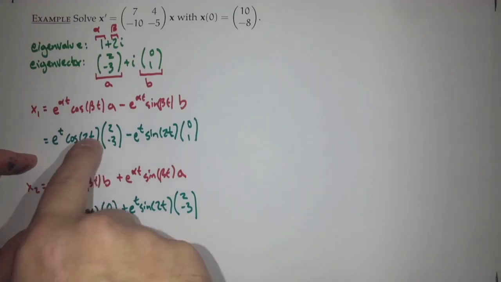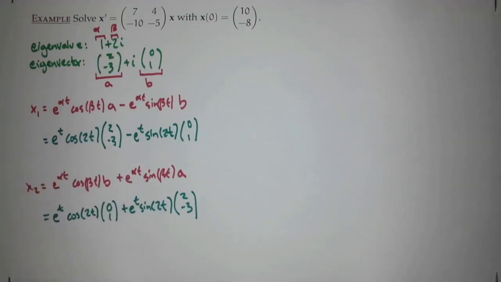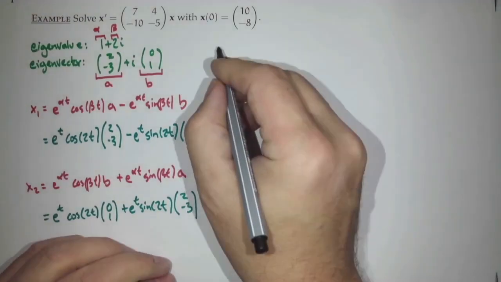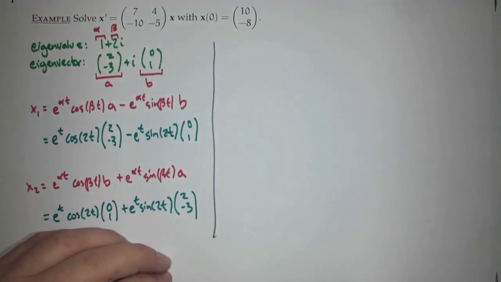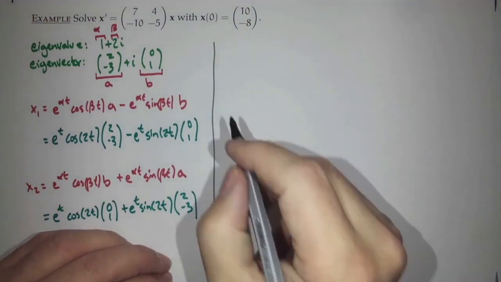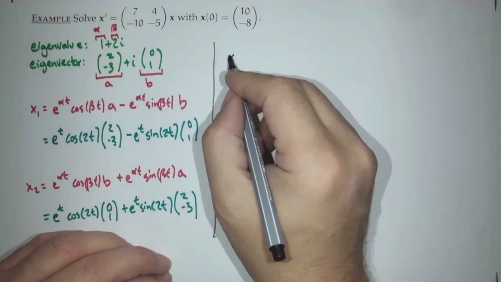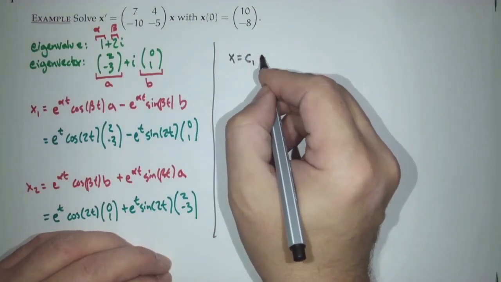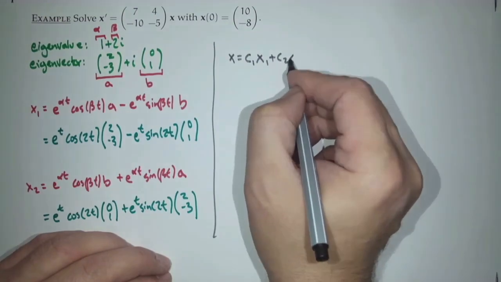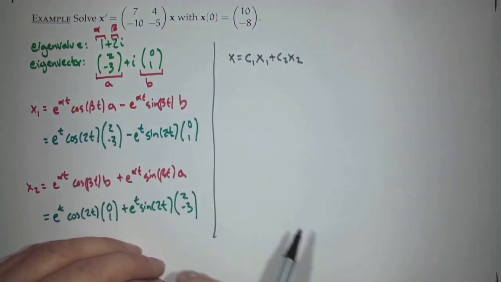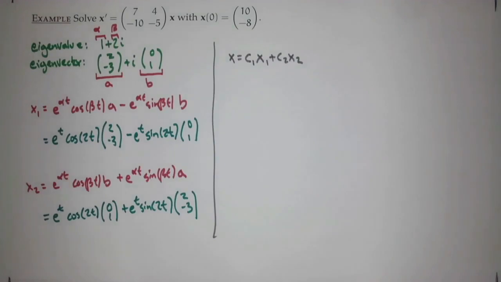Now this is two solutions. What's our general solution look like? Well, we add them together, but not just add them together. What do we do with them? We have some coefficients. So our general solution looks like some constant times x1 plus some constant times x2. Here are x1 and x2. So I won't rewrite it all right now, but that's what we'd have. So we have our general solution now. Other than writing a lot of stuff down, are we done?